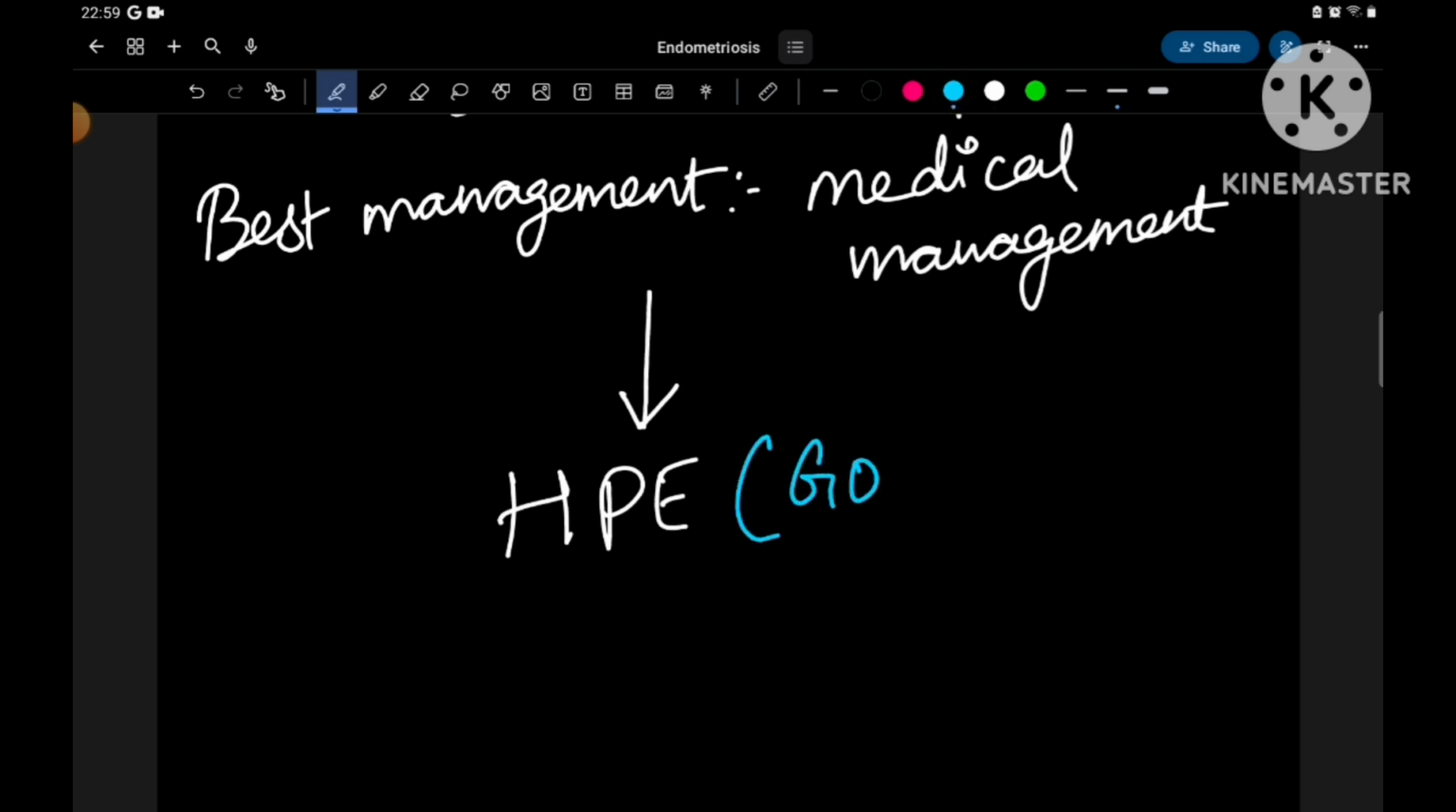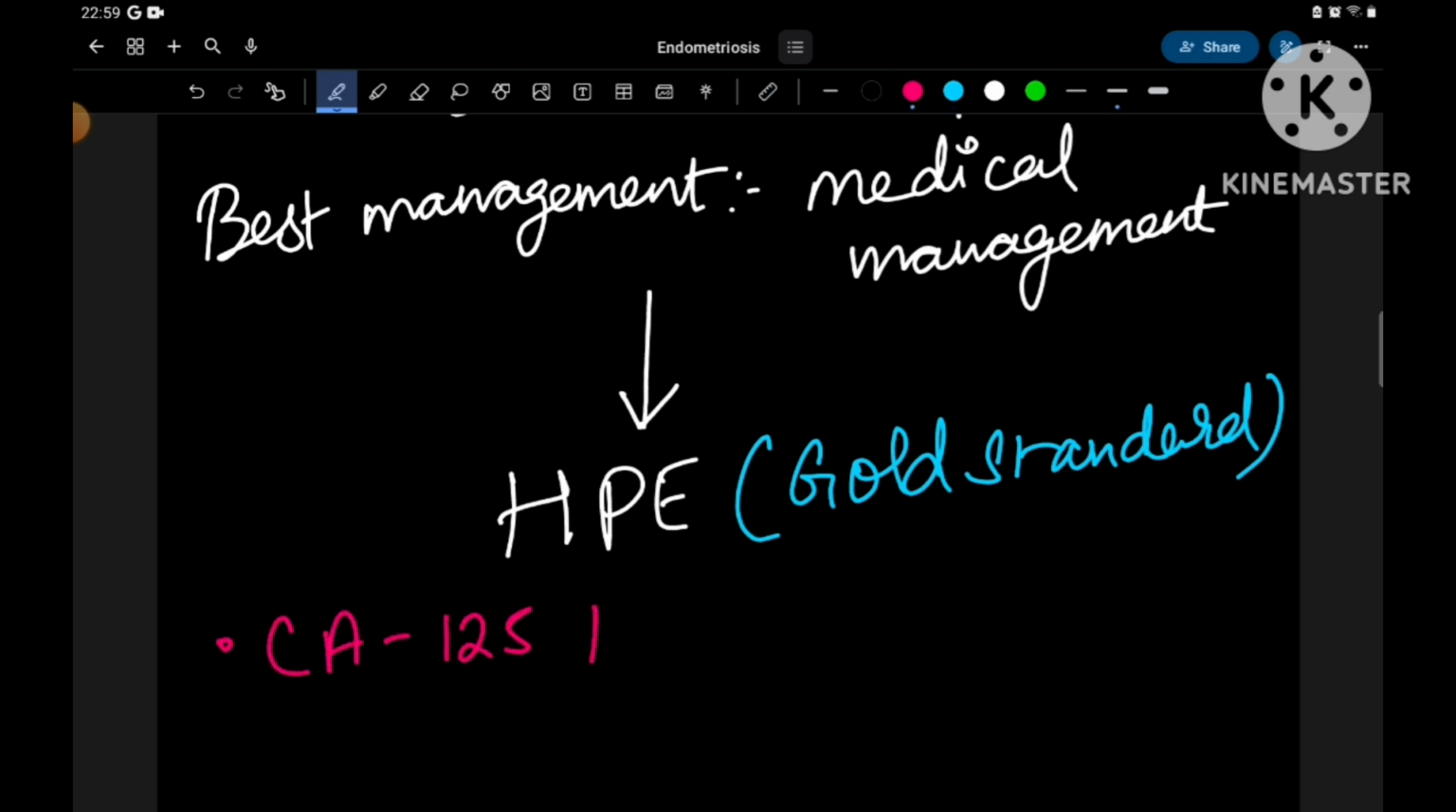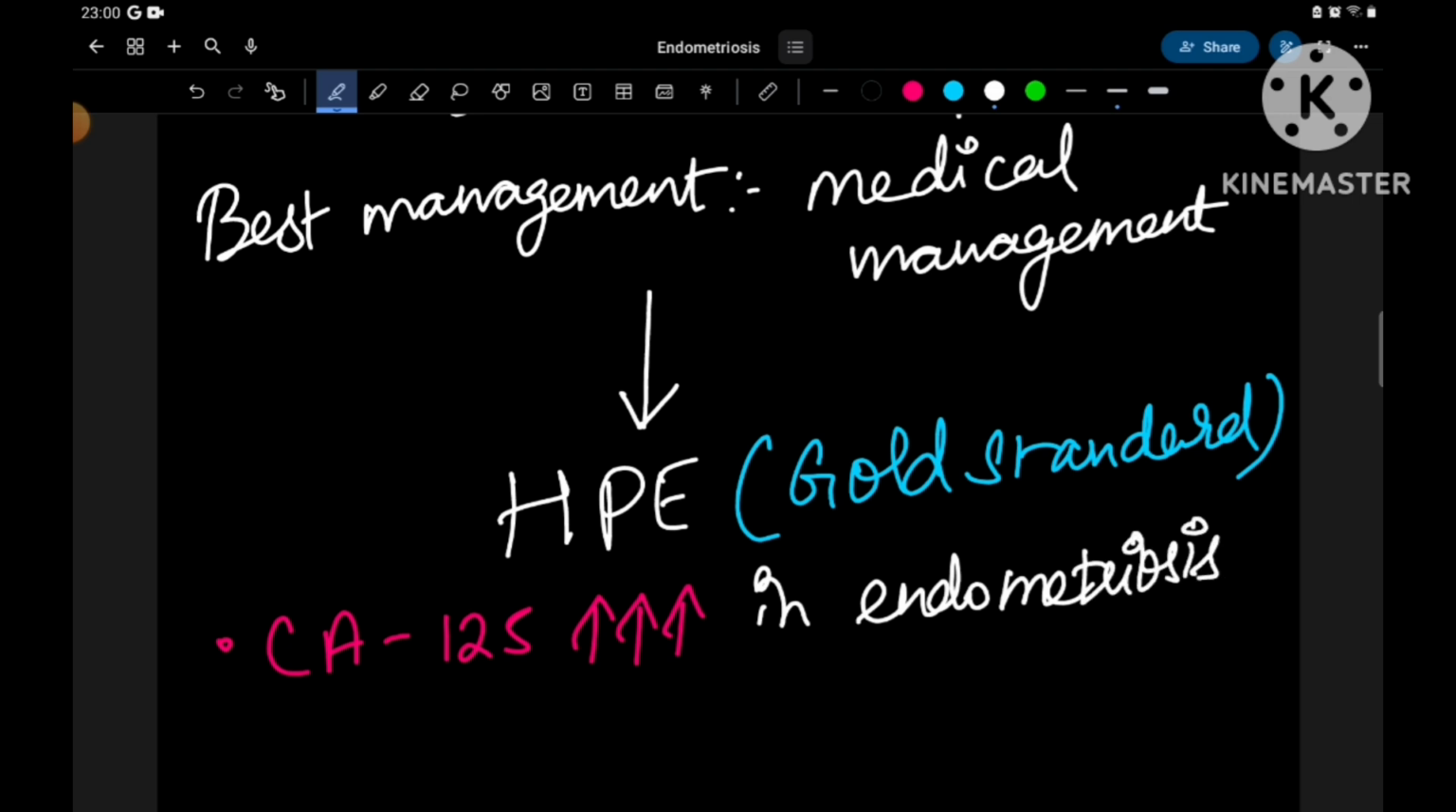Histopathological examination, which is the gold standard. Okay, it is a gold standard investigation. And also note that CA 125 levels will be increased in endometriosis. Okay, guys, CA 125 level will be increased in endometriosis.